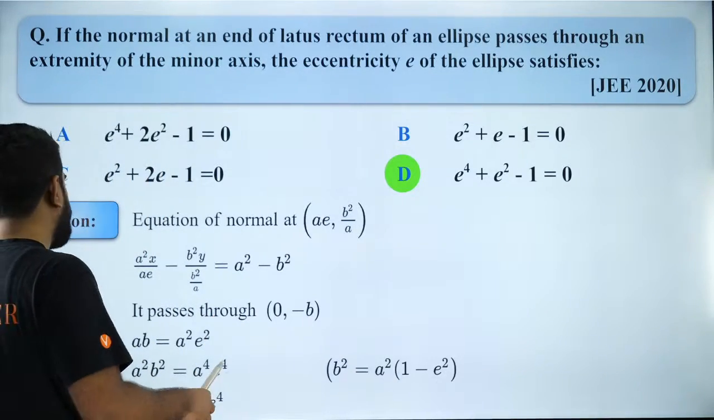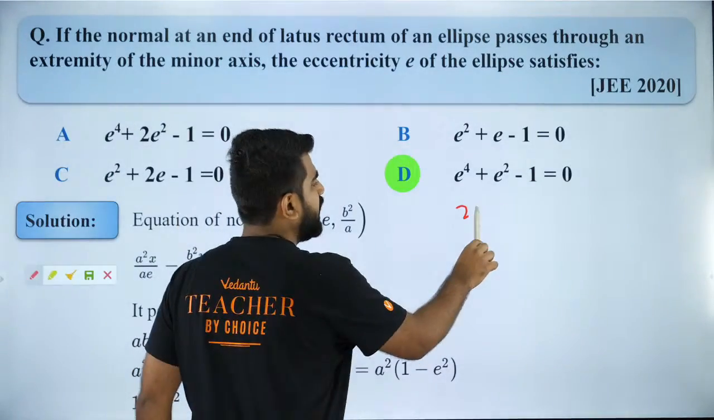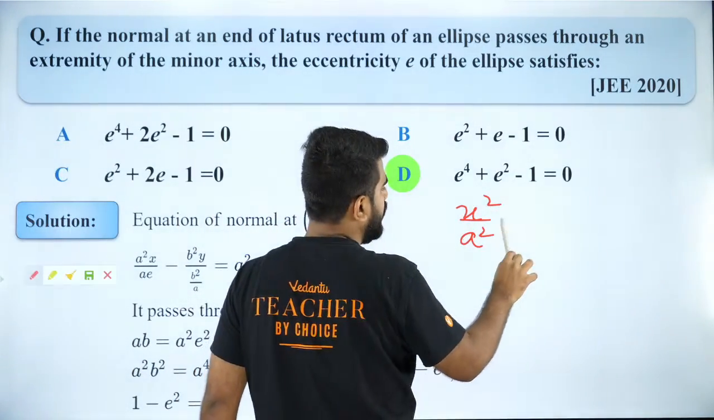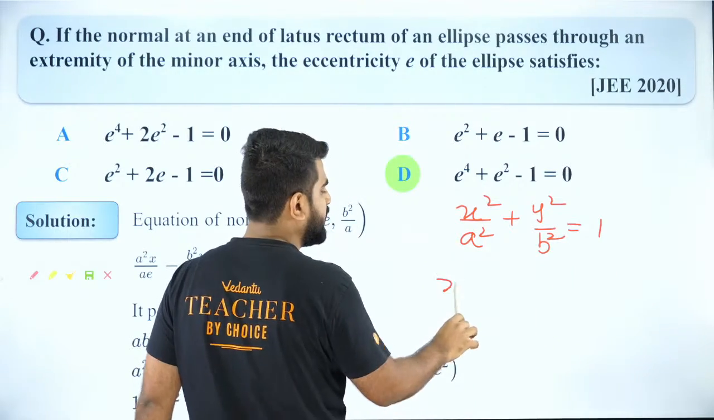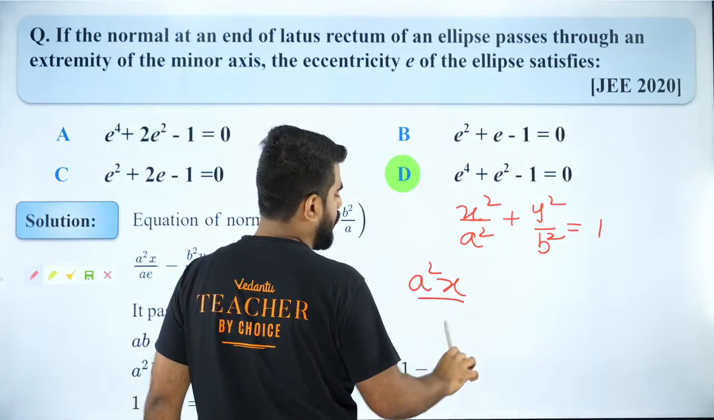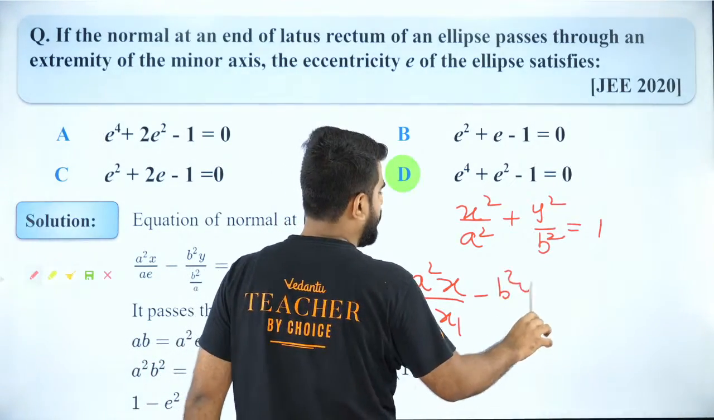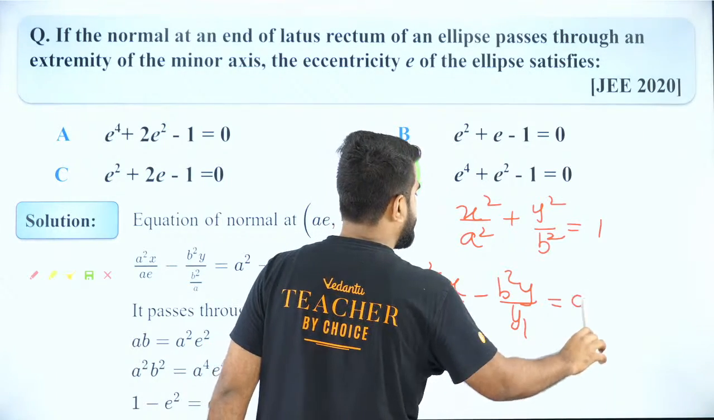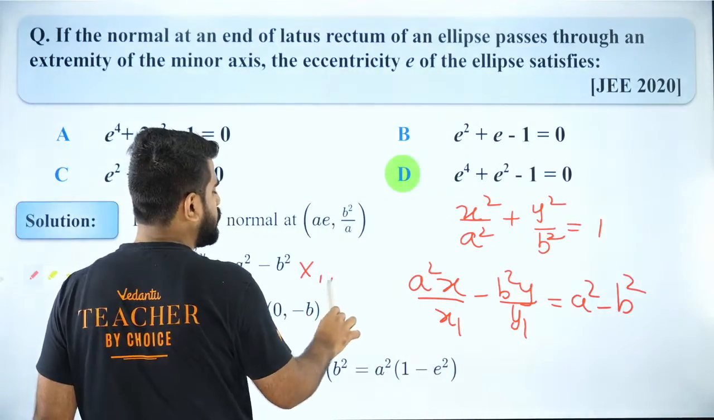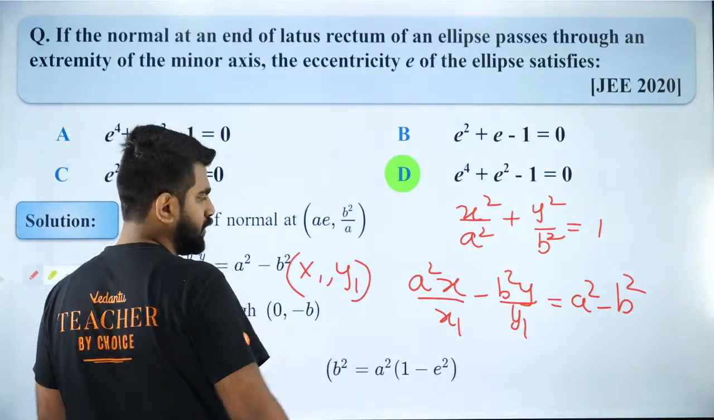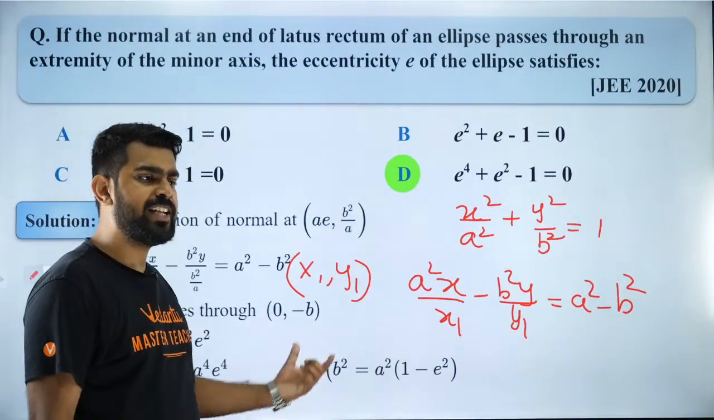The equation of normal is given, Tejesh. Whenever you have x square by a square plus y square by b square equal to 1, the equation of normal is given by a square x by x1 minus b square y by y1 is equal to a square minus b square. This is the equation of normal at a point x1 comma y1 on the ellipse. Did you understand it, Tejesh?